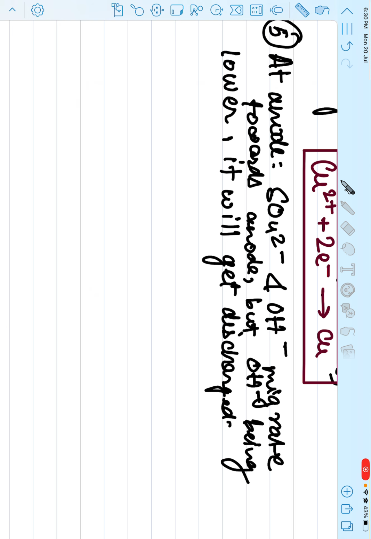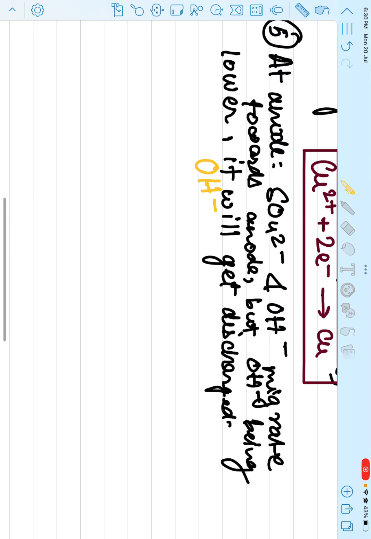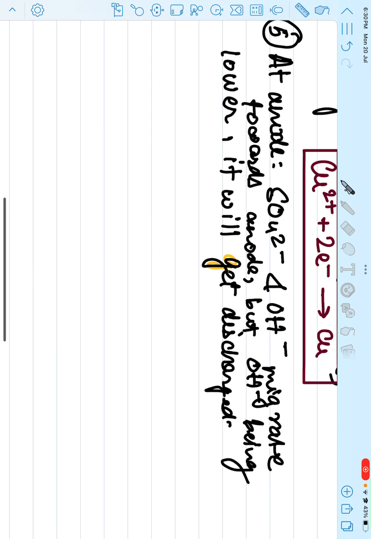Okay, let me write this with yellow. OH minus will gain... what am I writing? Oh no, the discoloration has happened. Yes, now let me go back. Yes, so at anode what will happen, OH minus will get discharged, so OH minus minus 1 electron, because it had already taken up 1 electron, so give it back.